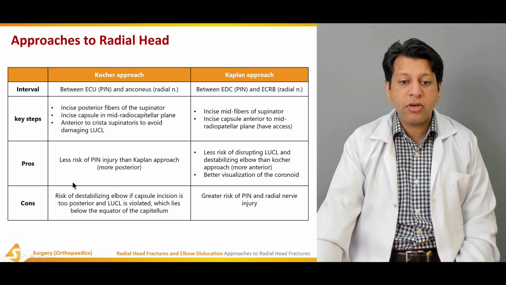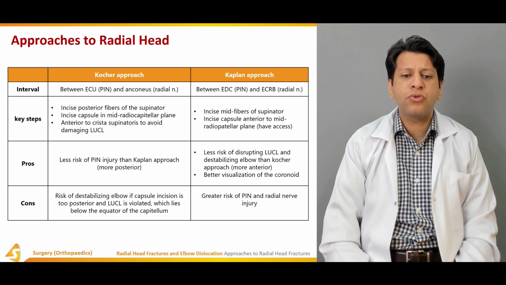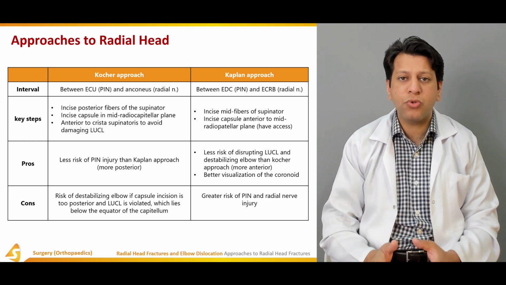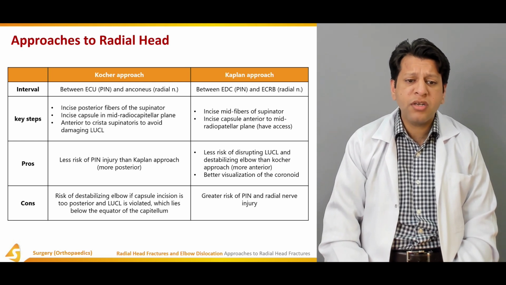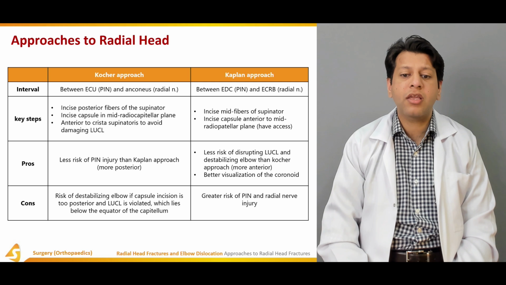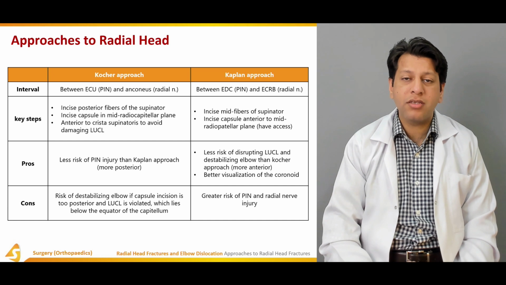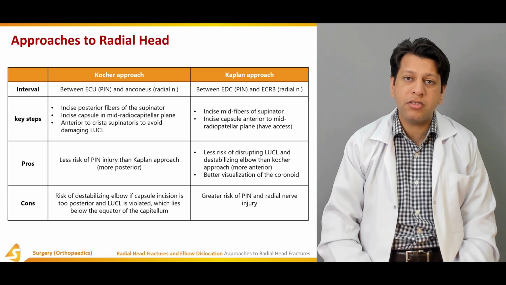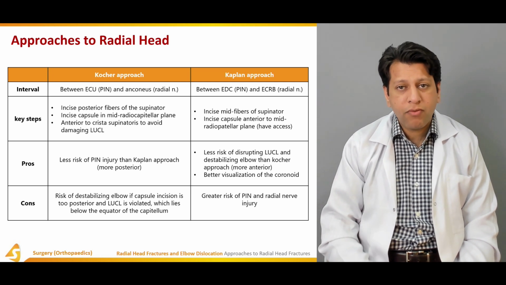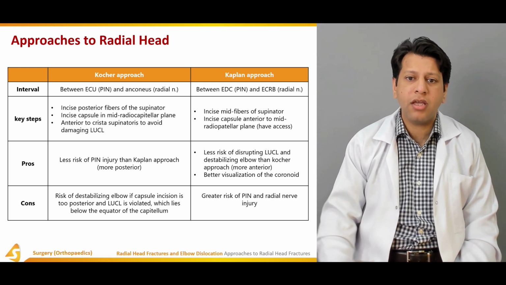The pros: the most important point is that it is more posterior lateral, therefore there is less risk of posterior interosseous nerve injury than with the Kaplan approach, because it's more posterior. Now coming to the cons, the negative is basically the risk of destabilizing the elbow if the capsule incision is too posterior, which sometimes happens when you go more posteriorly, resulting in lateral ulnar collateral ligament injury. Injury to the lateral ulnar collateral ligament produces instability, and post-operatively the patient will complain of increased instability and pain at the elbow joint.